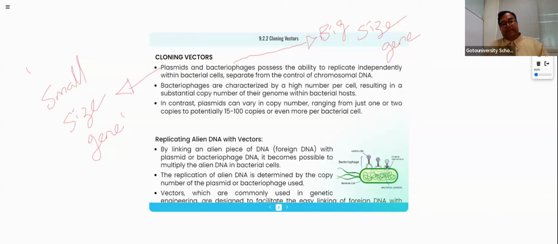They possess the ability to replicate independently. That is already given in the slide.